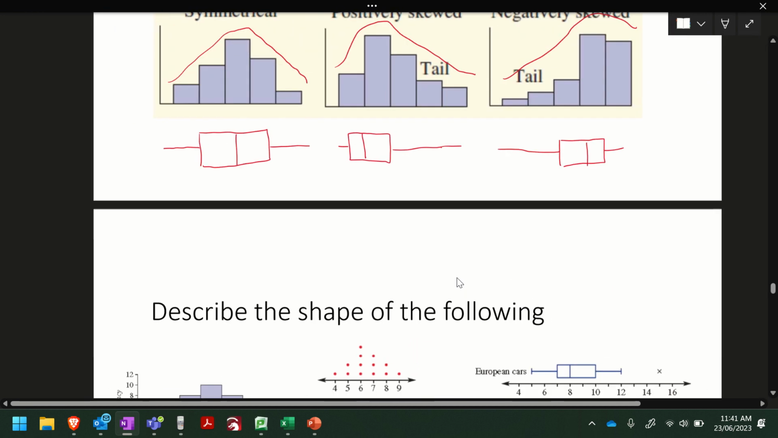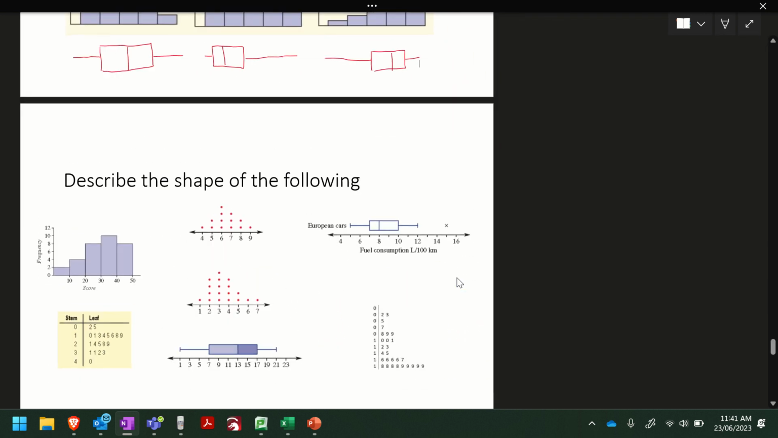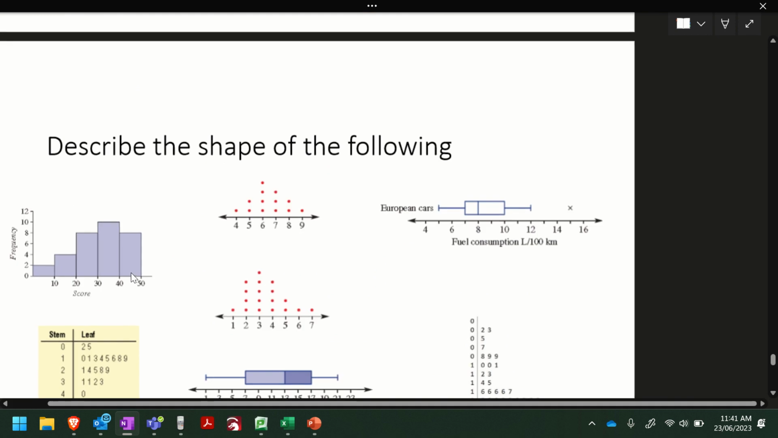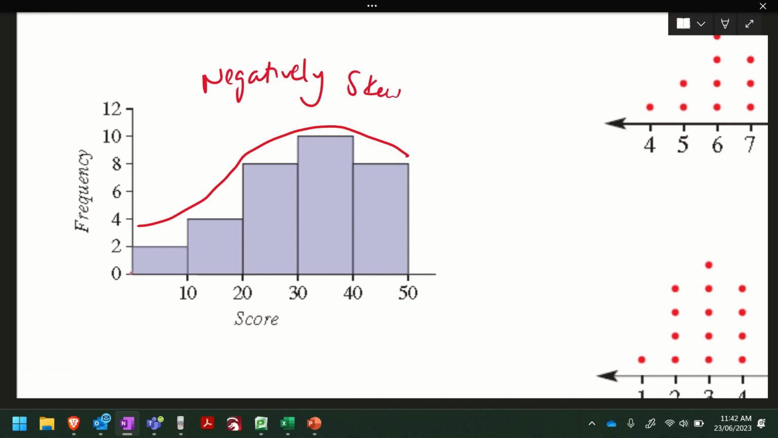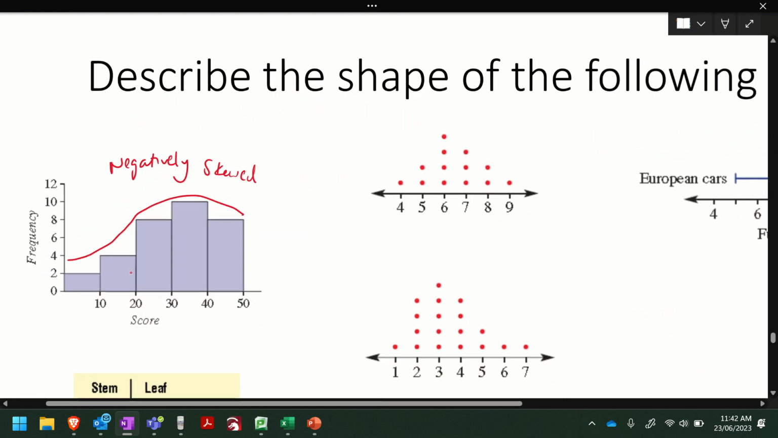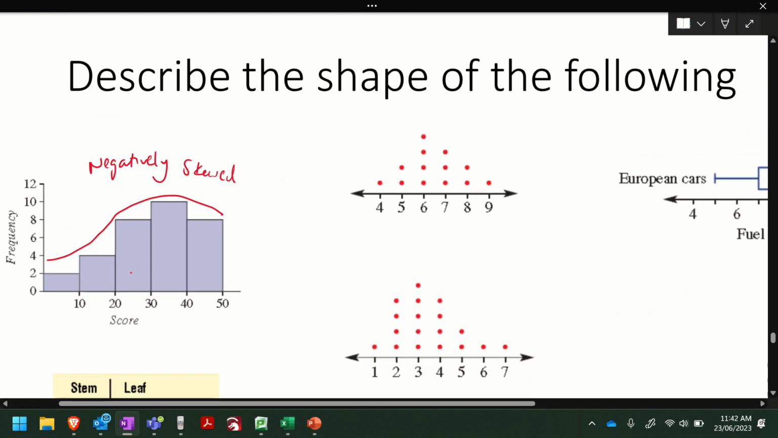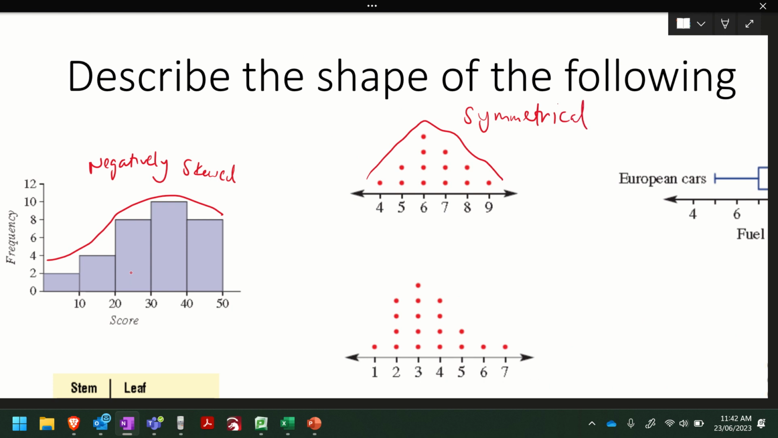All right, let's describe the shape of these graphs here. If I look at the frequency of the scores, I can see a lot of them are in the higher end of the data. So if you try and draw a mountain, it would be negatively skewed. So this is negatively skewed. What about the first dot plot? I would argue that it is kind of symmetrical. Some people would say approximately symmetrical because it's not exactly symmetrical, and that's also correct.